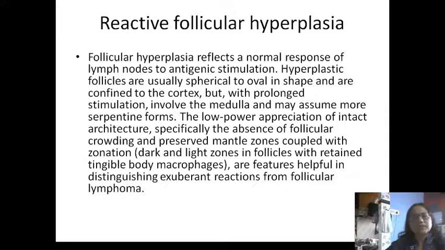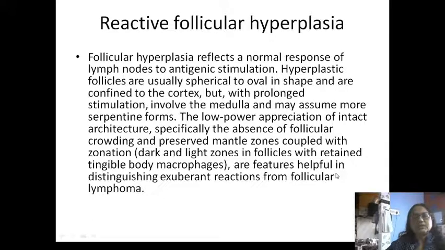There is no effacement of lymph node architecture, and there is no follicular crowding, and there is preserved mantle zone. That means there is a pale central area which is called the germinal center, surrounded by a darker area which is called the mantle zone. So when this mantle zone is preserved, it goes more in favor of the reactive follicular hyperplasia, with dark and light zones in the follicles and retained tingible body macrophages.